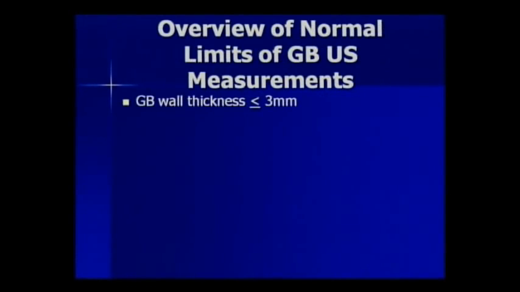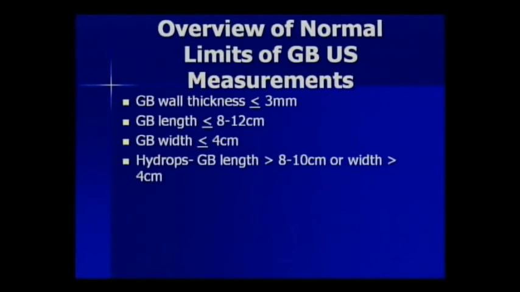So gallbladder wall thickness should be less than or equal to 3 millimeters. The length should be less than or equal to 8 to 12 centimeters. Width less than or equal to 4 centimeters. And consider hydrops when the gallbladder length is greater than 8 to 10 centimeters or the width is greater than 4 centimeters.